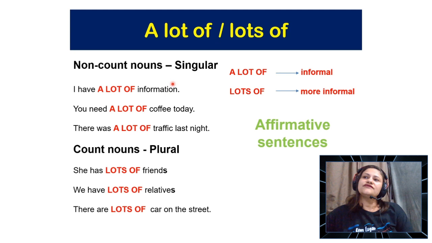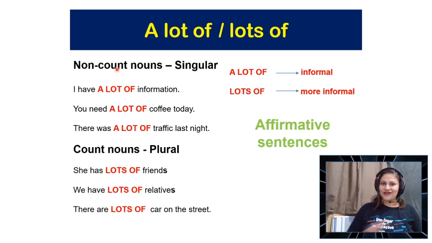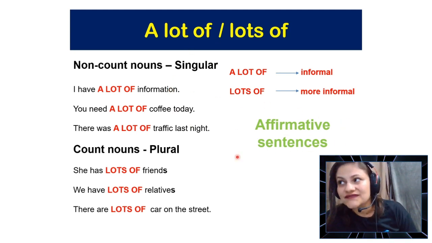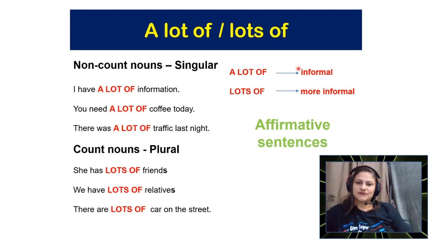For example here, information. Information is a non-count noun. There's no such thing as informations. No, informations doesn't exist. Okay, so I have a lot of information. It's an affirmative sentence. But guys, this is an informal way to speak, to write, and lots of is more informal. So I have a lot of information. You need a lot of coffee today. Information, coffee, traffic, it's all non-count nouns. There was a lot of traffic last night.